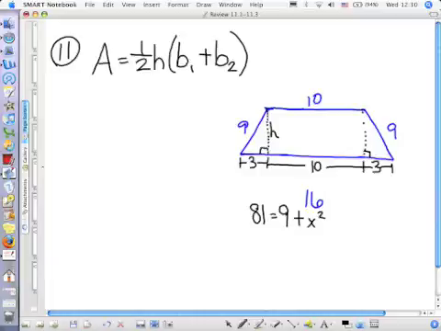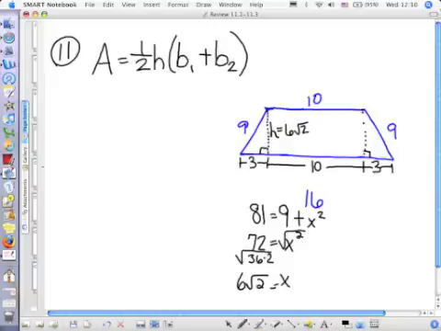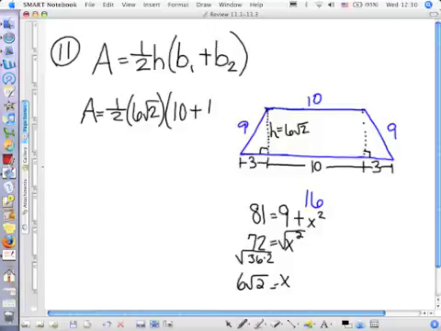Subtract 9 from both sides. You get 72 equals x squared. 72 is 36 times 2. So when I take the square root of that, what do I get? 6 square roots of 2. So now I have my bases and my height. So it's 1/2 a height of 6 square roots of 2 times a base of 10 plus a base of 16. I don't need all the work to get to your answer from that point. I just need the answer.